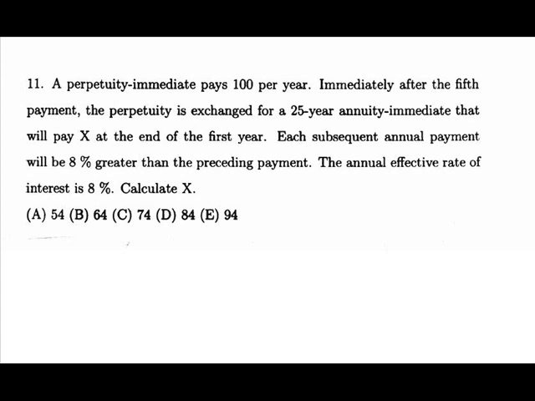A perpetuity immediate pays 100 per year. Immediately after the fifth payment, the perpetuity is exchanged for a 25-year annuity immediate that will pay X at the end of the first year. Each subsequent annual payment will be 8% greater than the preceding payment. The annual effective rate of interest is 8%. Calculate X. And we have 5 choices of answers.